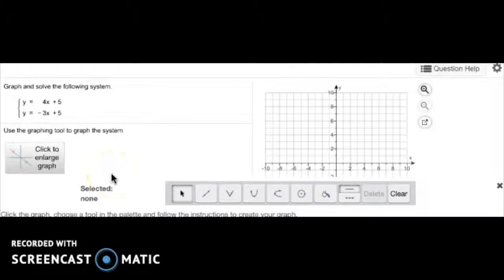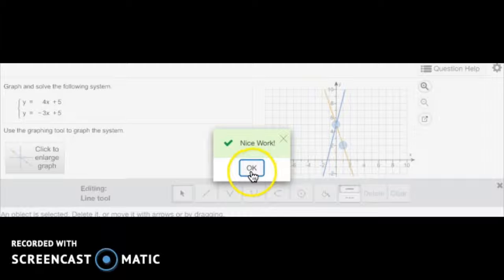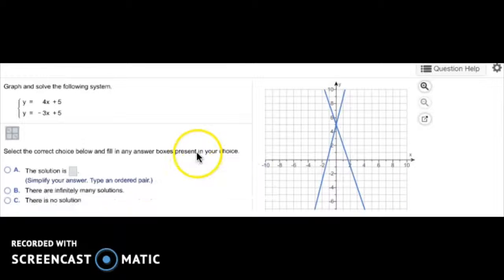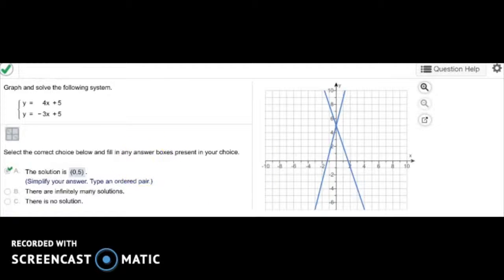Number 27 is asking you to solve the following system. So for the first equation, I graph it by starting at the y-intercept of 5, going up 1, 2, 3, 4 over 1. The second line, I start at y-intercept of 5, and I go down 1, 2, 3 over 1. So check answer, and that is correct. Now the solution is where they intersect, so that's the coordinate. So they intersect at 0, 5. So 0, 5 with parentheses will be the solution.